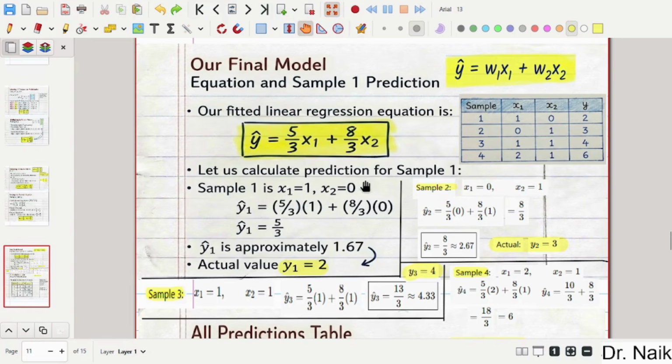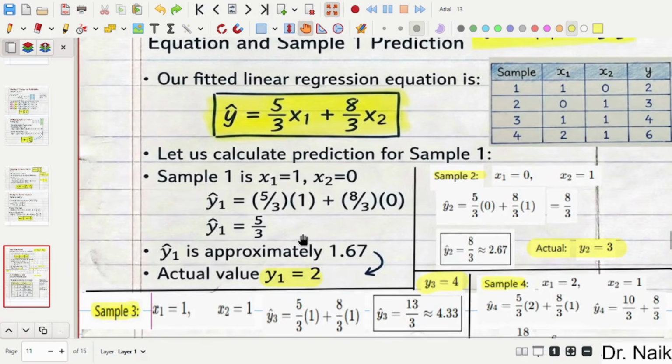Let us calculate the prediction for sample 1. Our sample 1 has x1 as 1 and x2 as 0. So substitute these values in our y hat formula. So y hat 1 is equal to 5 by 3 multiplied by 1 plus 8 by 3 multiplied by 0. So it is 5 by 3. So y hat is approximately equal to 1.67. The actual value of y1 is 2.